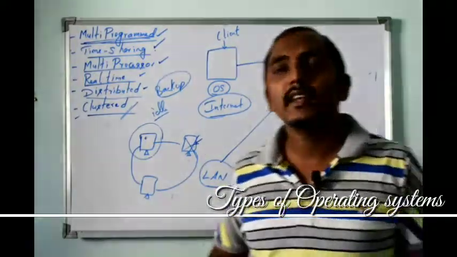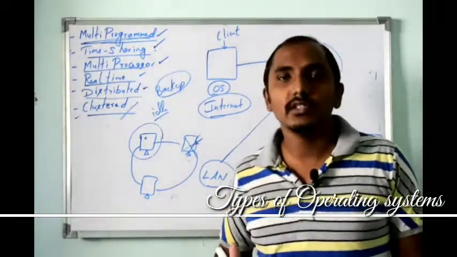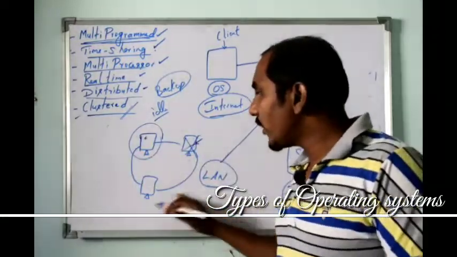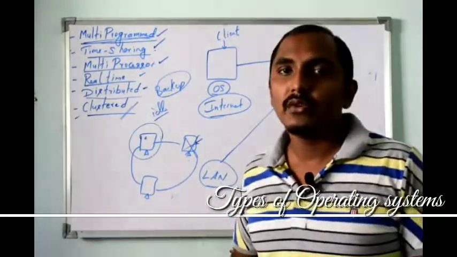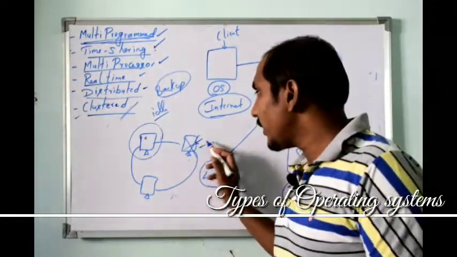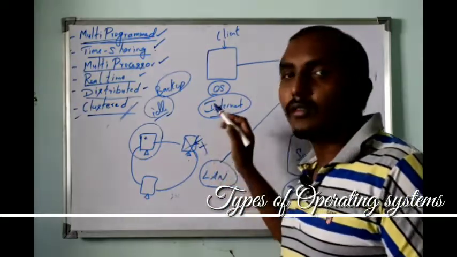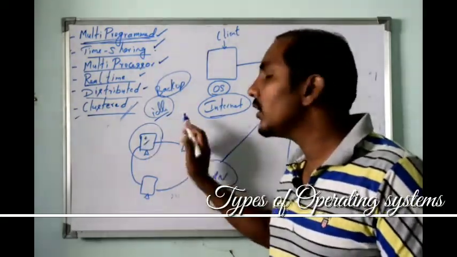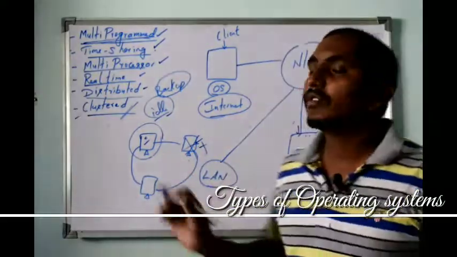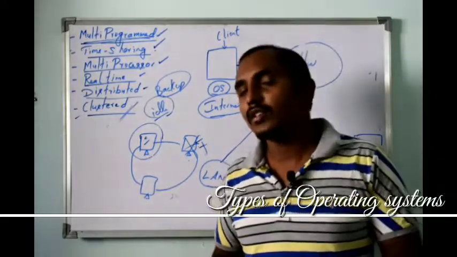It contains two types: one is asynchronous, another is synchronous. When I say synchronous, all the systems will be working at the same time. Asynchronous is when one device is working and the other device is in an idle state. Based on the failure of the first system, we are going to use the second system. This type of operating system is considered asynchronous or clustered.